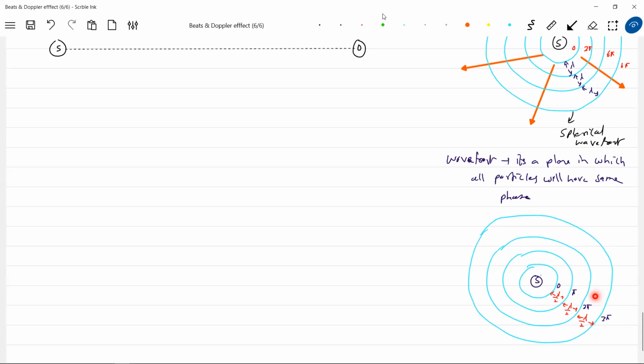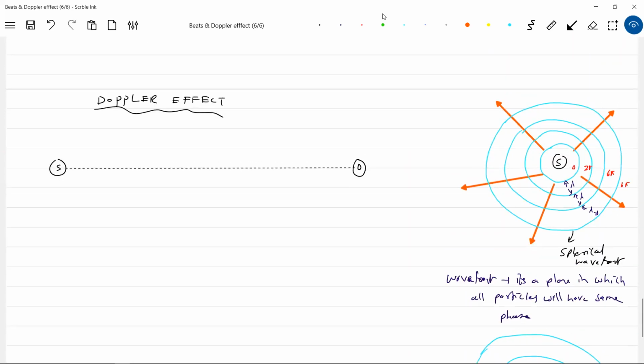We are more interested in the wavefronts having a phase difference of 2 pi radians, like 0 and 2 pi, because that becomes one wavelength. So I'm just showing it. Got the idea now? In general the source will generate a wave, and the plane in which all particles have the same phase we call a wavefront.